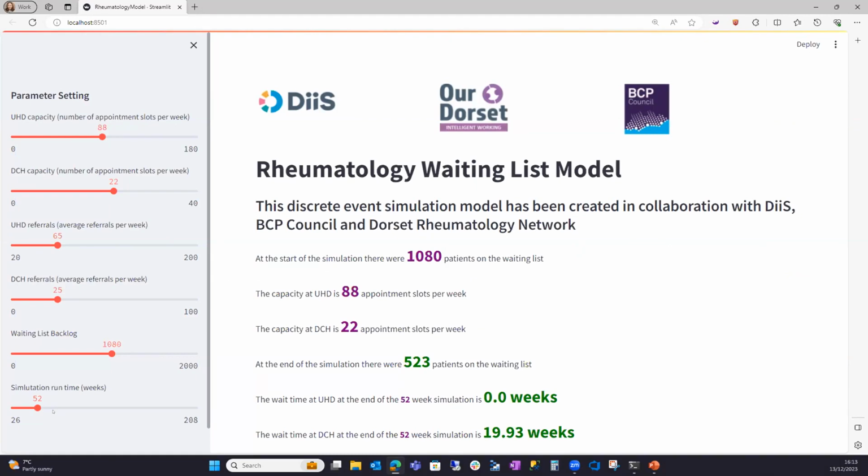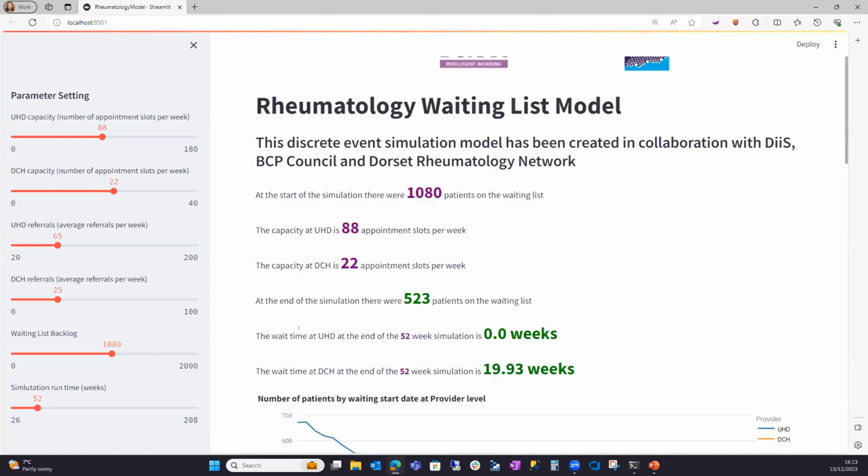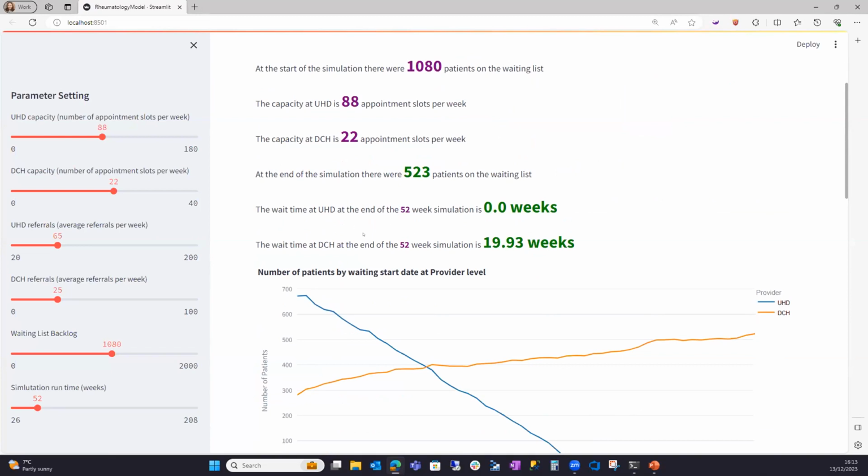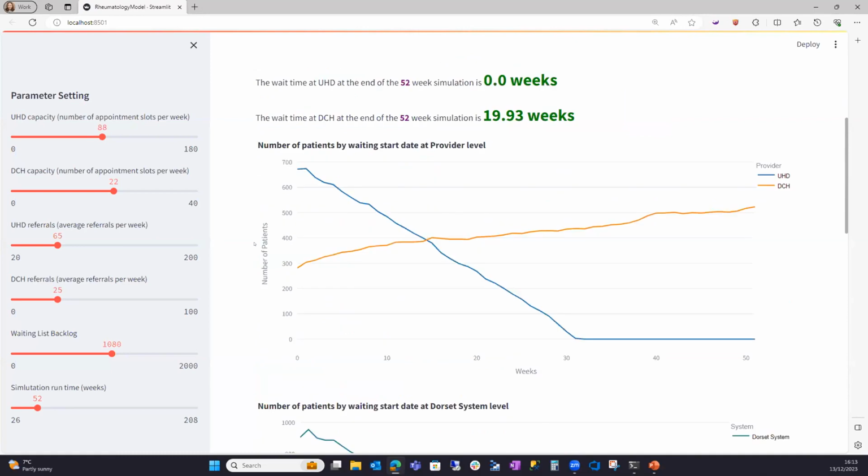Our outputs are a mix of metrics and visuals. So we have the capacity and the waiting list here, which are determined by the parameters. We have the waiting list at the end of the simulation, the waiting time for both hospitals at the end of the simulation, and we do have some trends.